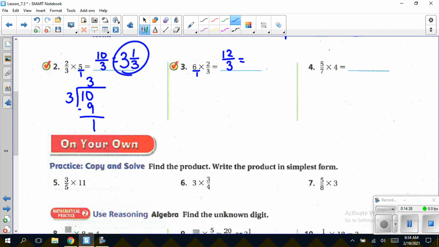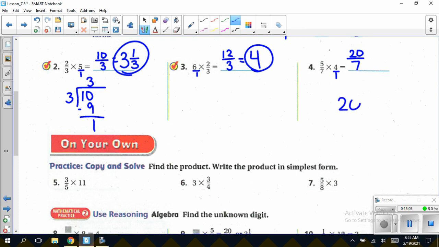12 divided by 3 is 4. And that's all I have for my final answer. I do not need to have that 0/3. There are times that you will get a whole number for your final answer. Question number 4. Remember, denominator of 1. So top times top, 5 times 4 is 20, bottom times bottom, 7 times 1 is 7.